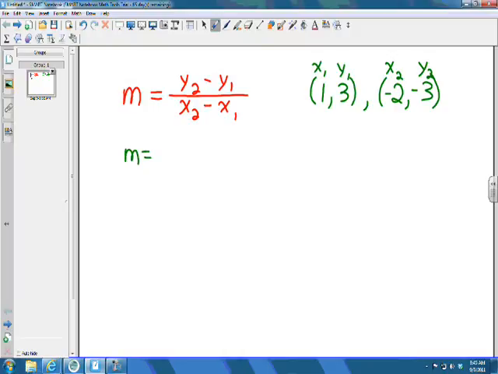So y2 then, I just have to look over here and see that that's -3. y1 is 3. x2 is -2 minus x1, which is 1. So what do we get on top? -6 over -3. So the slope is +2.